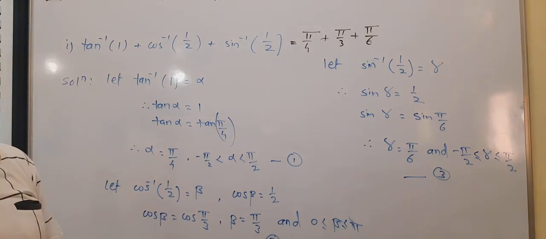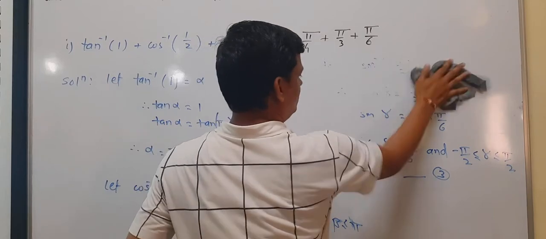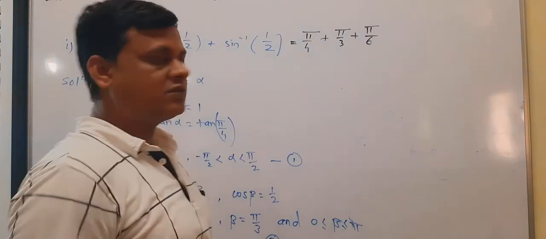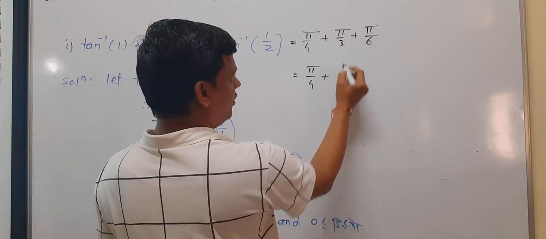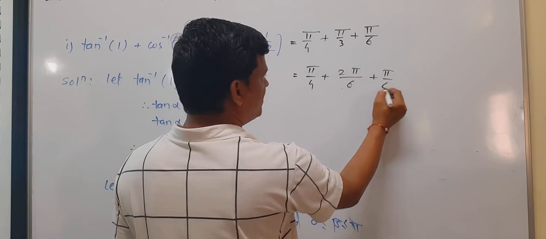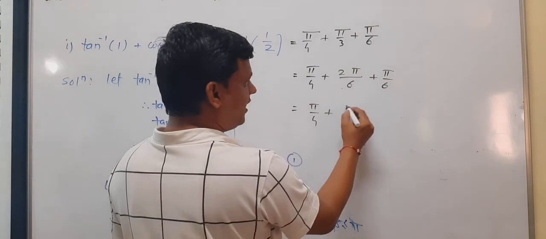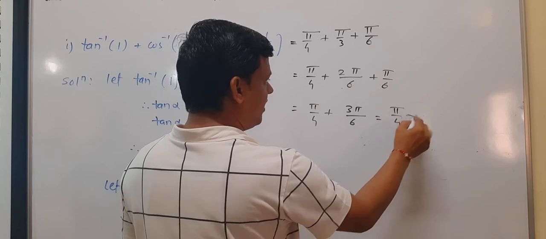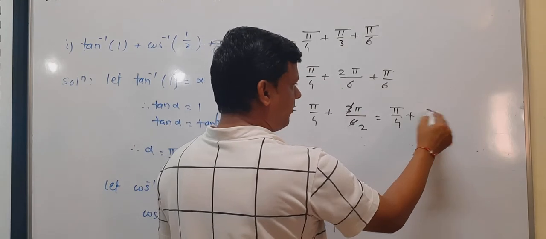Now we have to add these terms. So here we make the base the same. For that we multiply and divide by 2. So we get pi by 4 plus, here the base is the same, 2 pi plus pi by 6, that is 3 pi upon 6. So after adding, the first term is pi by 4. After cancelling, 3 twos are 6. So we get pi by 2.